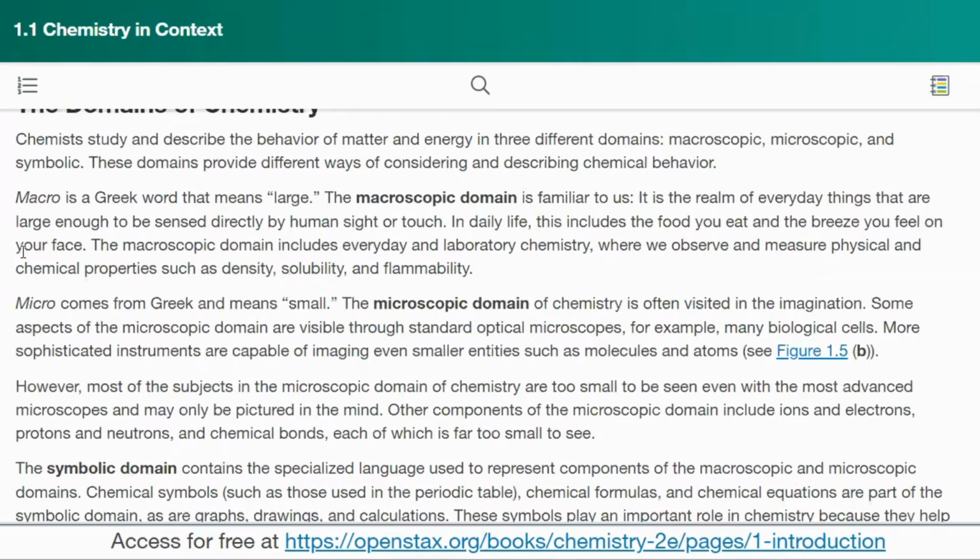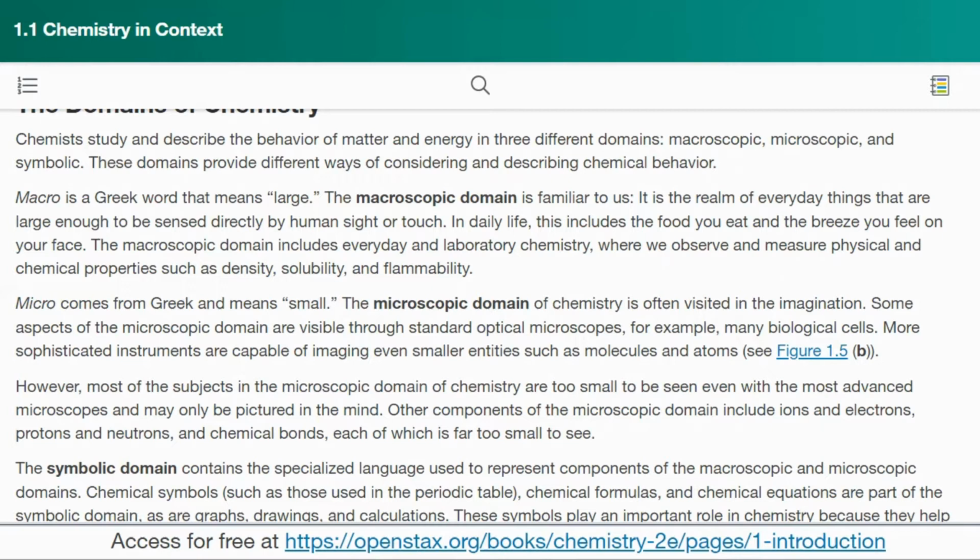Macro is a Greek word that means large. The macroscopic domain is familiar to us. It is the realm of everyday things that are large enough to be sensed directly by human sight or touch. In daily life, this includes the food you eat and the breeze you feel on your face. The macroscopic domain includes everyday and laboratory chemistry, where we observe and measure physical and chemical properties such as density, solubility, and flammability.